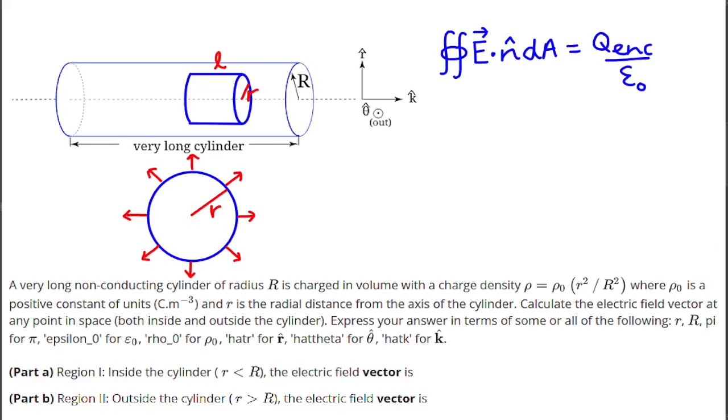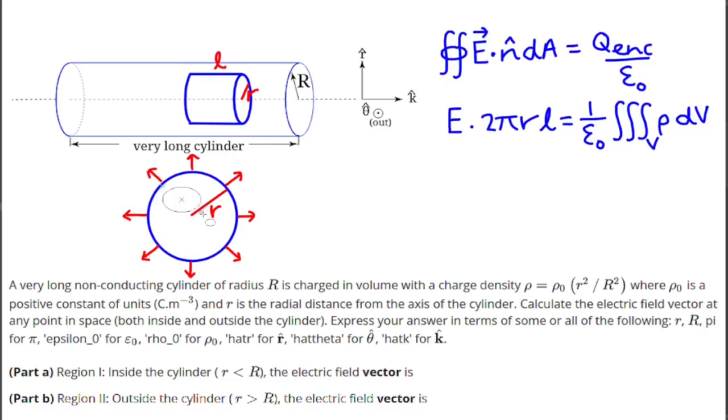Due to the symmetry of the problem, the electric field is always normal to the surface, so this integral can be simplified as the electric field times the area of the surface, which is 2 pi times the radius times the length of the cylinder, and that's equal to 1 over epsilon naught times the volume integral of our charge density, which varies over the radius of the cylinder, over the volume of the cylinder. Given that r is the only variable, we can take a thin cylindrical shell, and this shell has a radius r prime and an infinitesimal thickness dr prime.